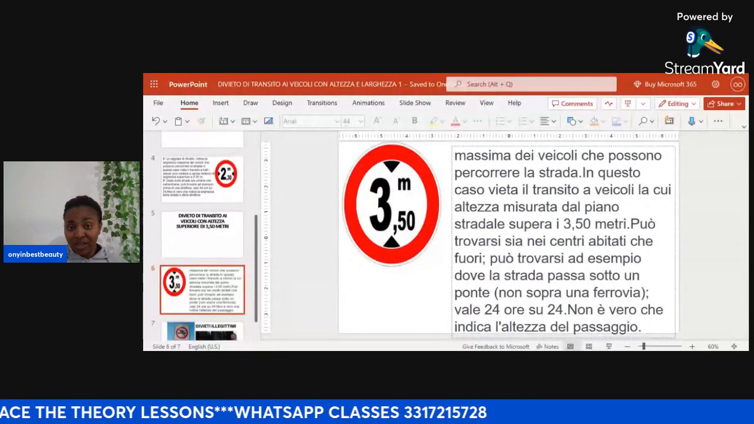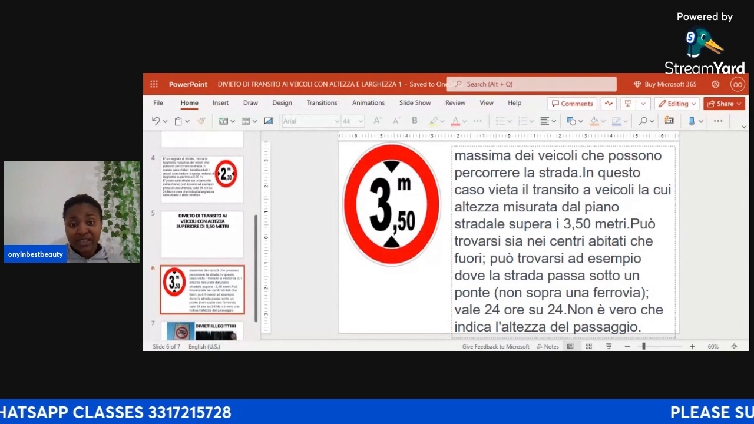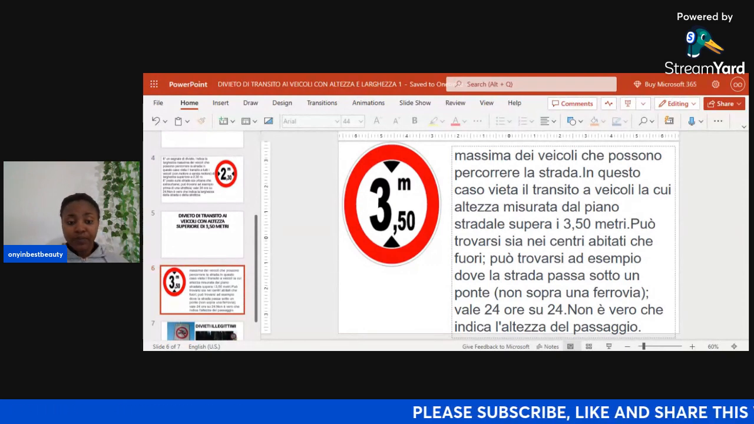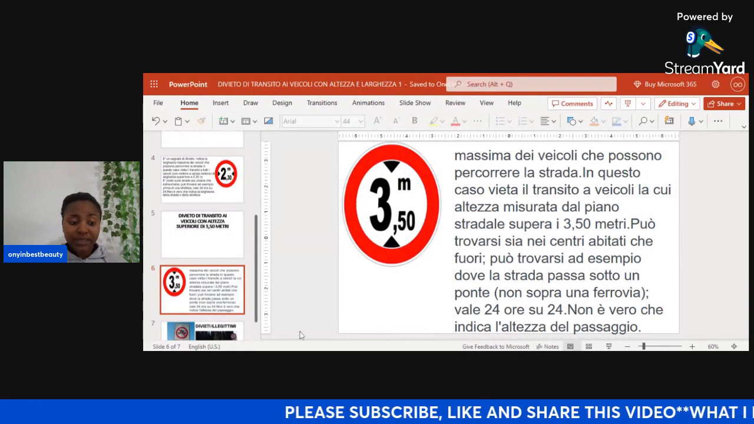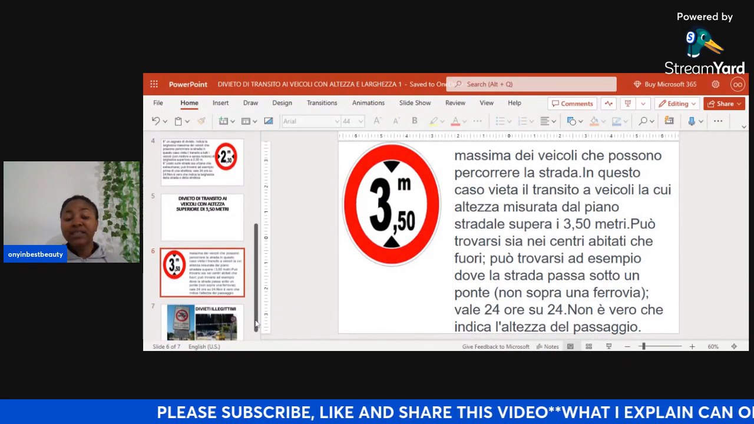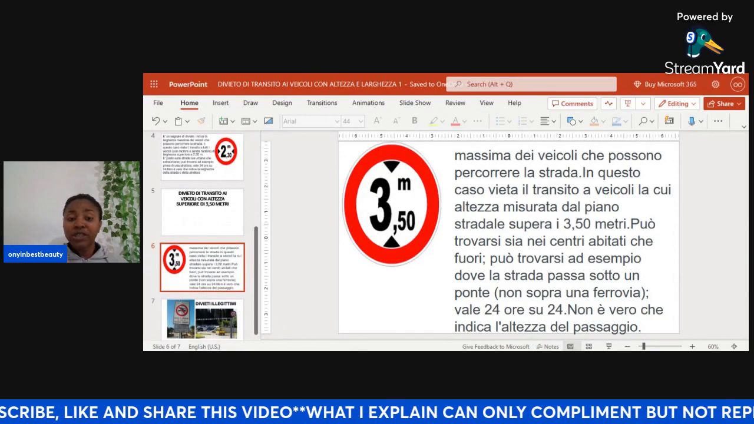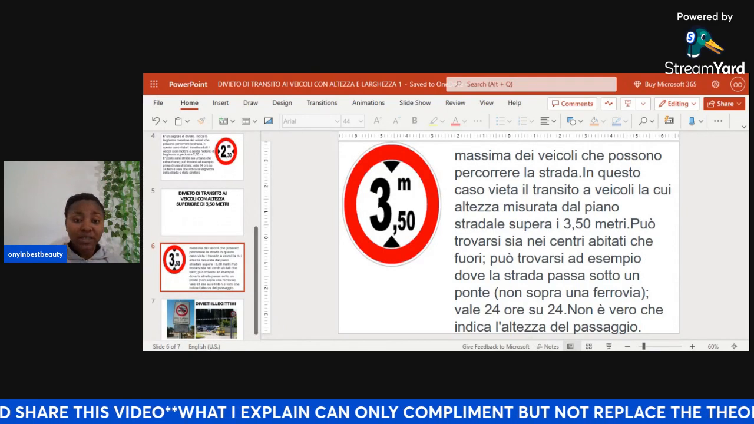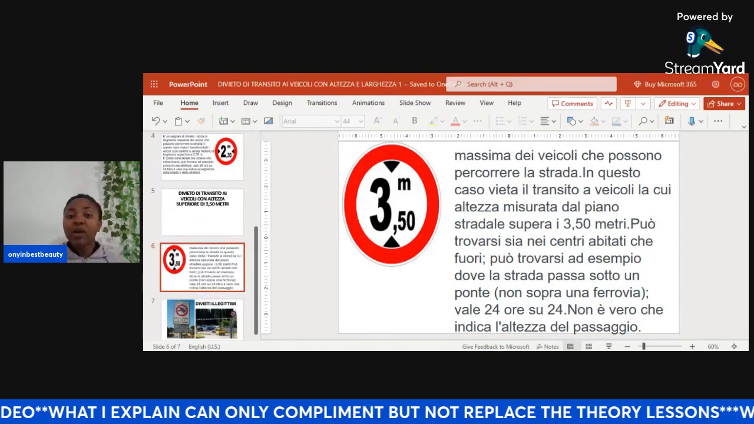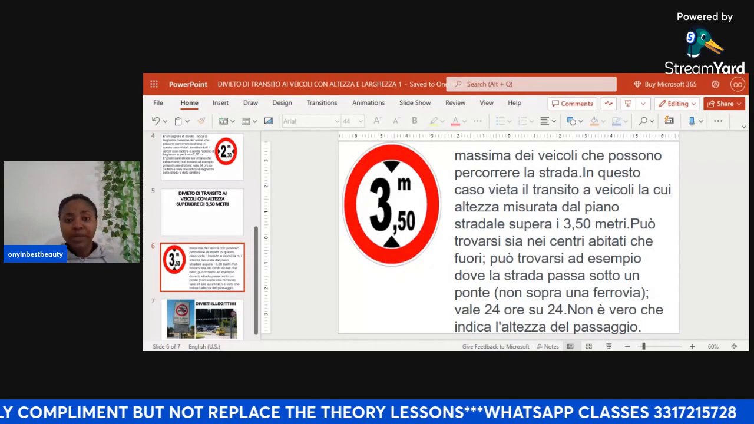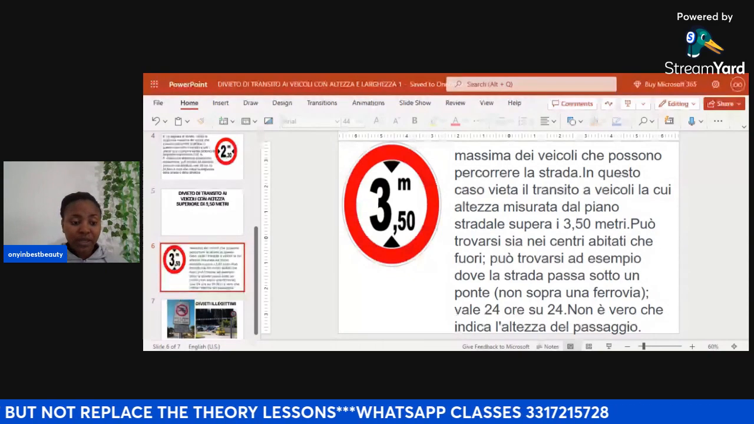It's just telling you that if your vehicle height is more than 3.50, you should not enter this road. Okay, guys, as simple as that. Please and please, it is not necessary that you must see 3.50. Whatever it wants to indicate, it will surely leave inside of the sign. That's why I say look inside of the sign and you will understand what that sign is telling you. Most times you might see different numbers, it depends on what they're giving you.